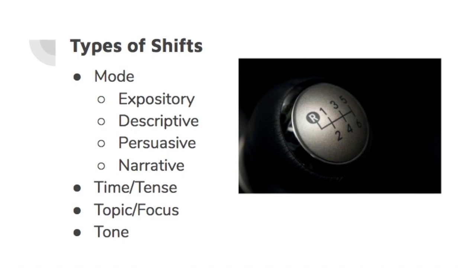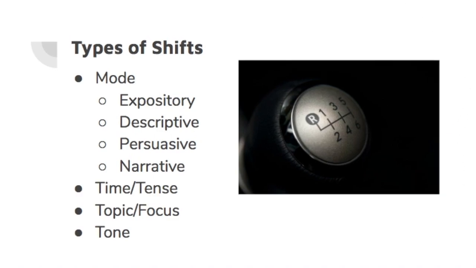Okay. There are four different types of shifts that I can think of, but if you can think of more, awesome, add to it. There is shift in mode, shift in time or tense, shift in topic or focus, and shift in tone. So we're going to talk about each of these in detail so that you can understand a little bit more about that, and we're going to do that in a minute. Okay, let's talk about the different types of shift in more detail.